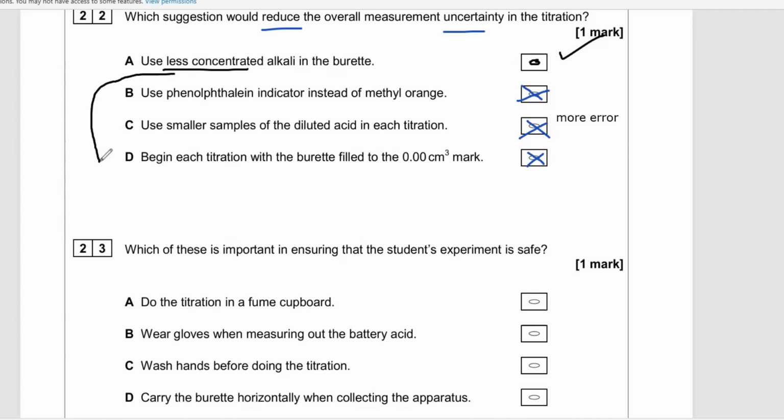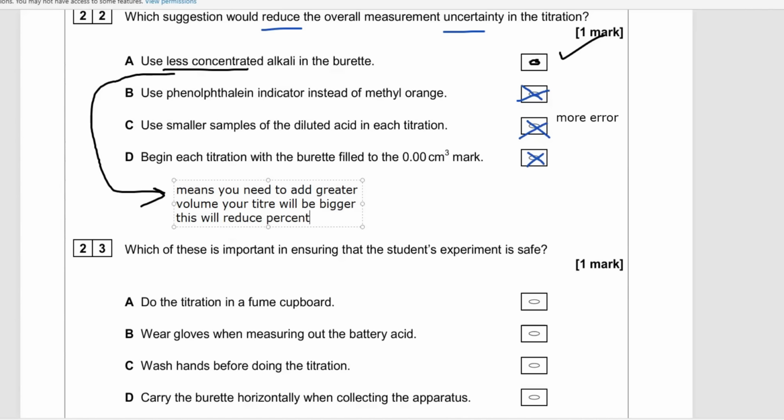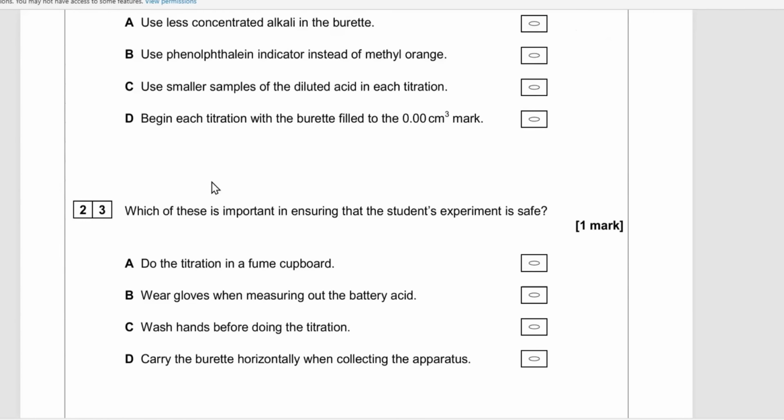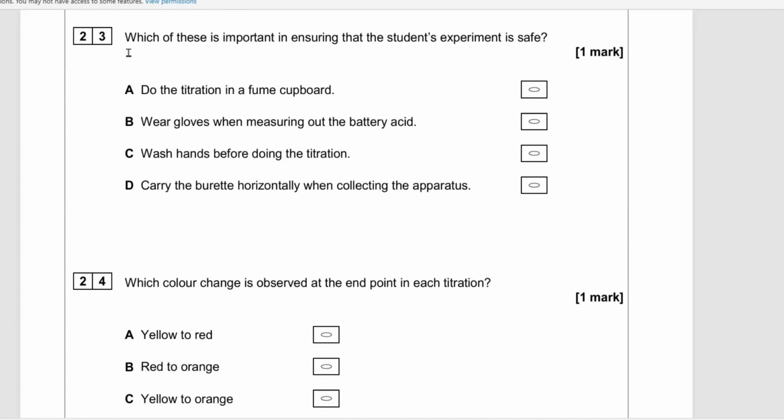Use less concentrated alkali. If you use a weaker alkali, you're going to need more centimeter cubed of it. So if I use a strong alkali, say I need 10 centimeter cubed to neutralize the acid. If I use a weaker one, I might need 20 centimeter cubed to neutralize the acid. There's less error in the measurement of 20 centimeters using the same equipment. So if equipment has a fundamental 1% error, 1% of 20 is smaller than 1% of 10. So use a bigger volume.